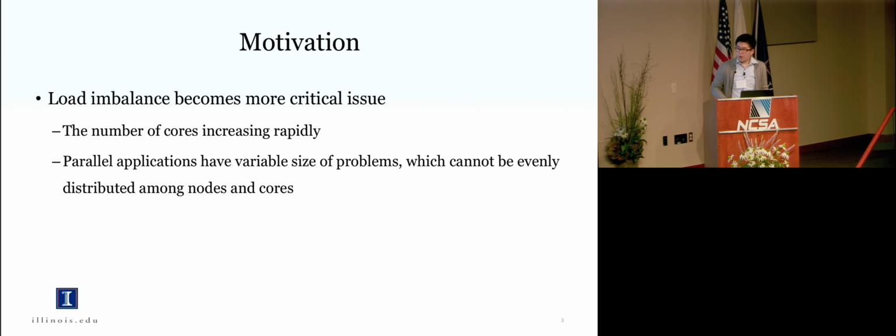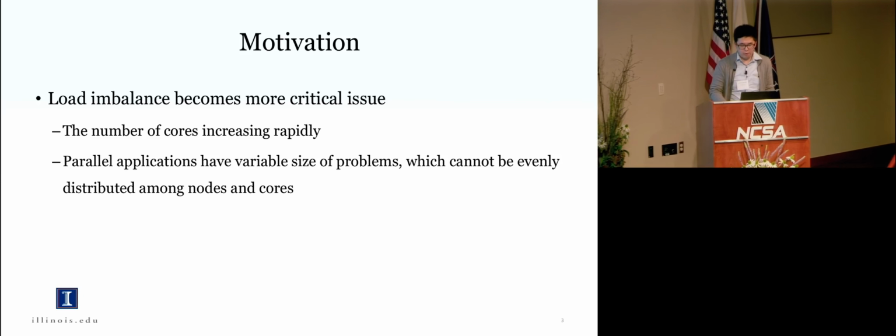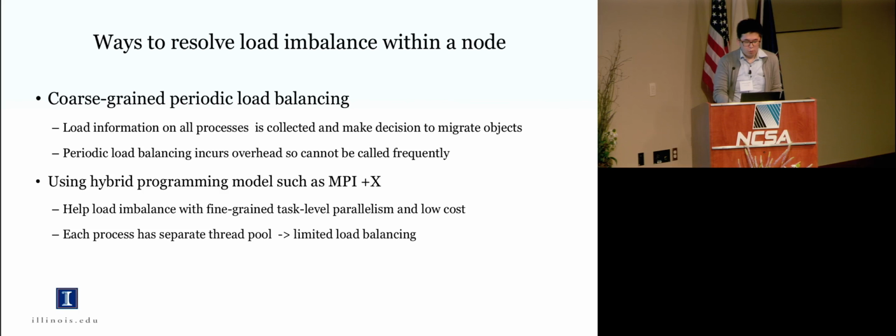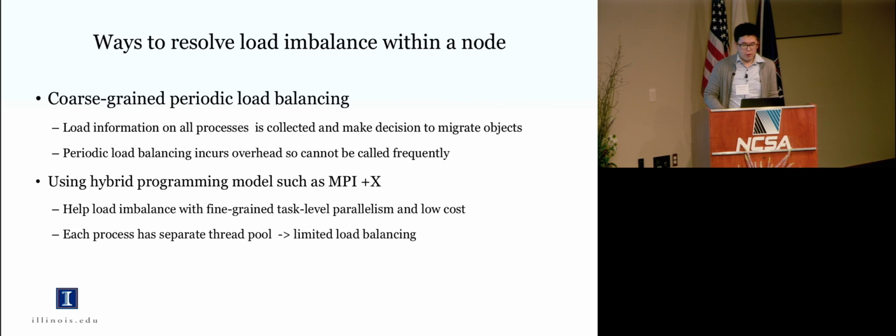So yeah, load imbalance becomes a more critical issue because we have more cores within a node, and parallel applications have really variable problem sizes and loads over runtime. So usually we use 2 ways to resolve load imbalance within a node. First, we use coarse-grained periodic load balancing to migrate objects across nodes and PEs. But periodic load balancing cannot be called frequently because of increasing overhead.